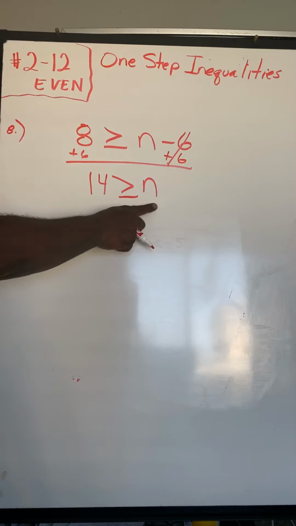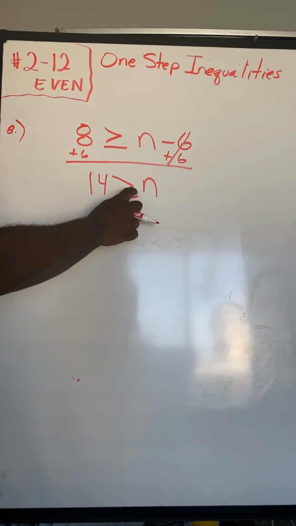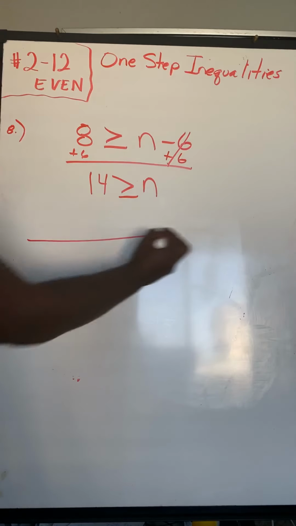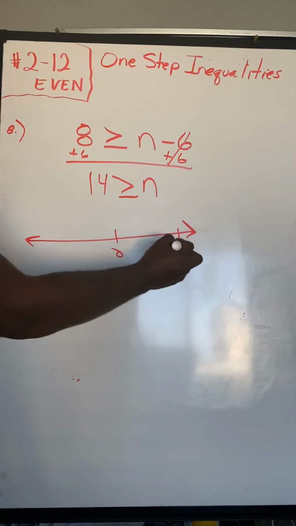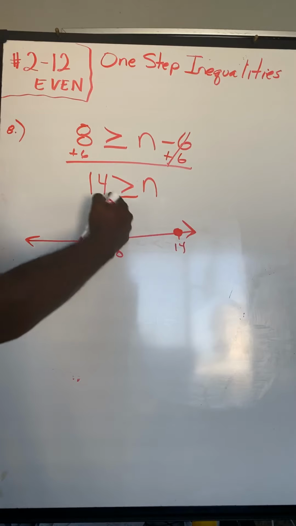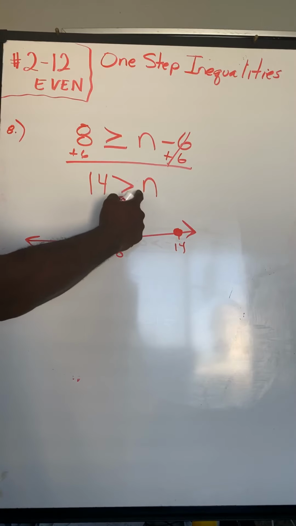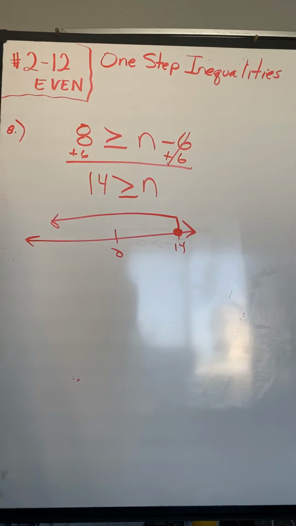So now the variable is over here. We're reading it backwards now. You would say n is less than or equal to 14. 3 steps, what do I do? First step, go to the number, 14. Open or closed circle? Closed circle. The point is at the less than, which means it is shaded to the left.